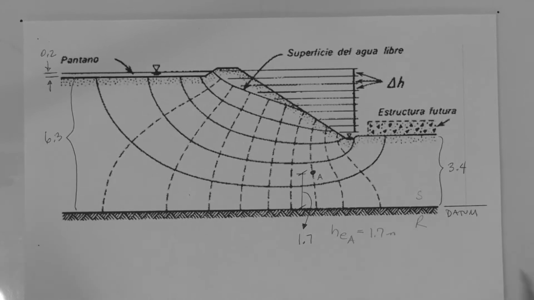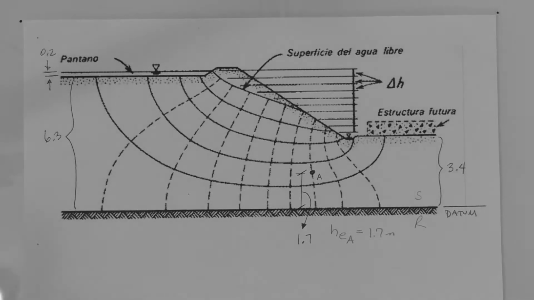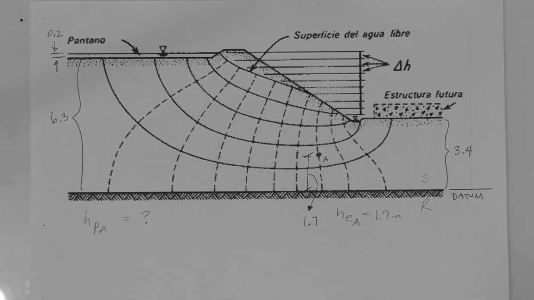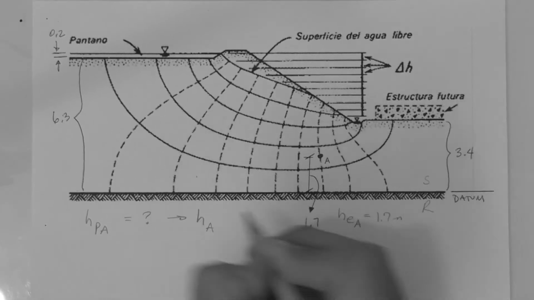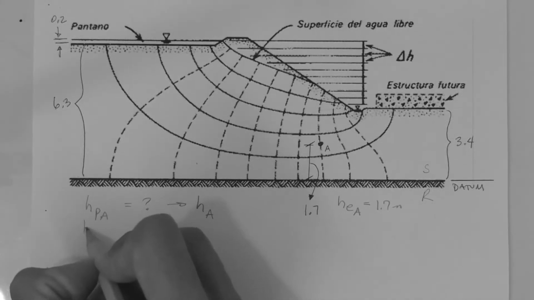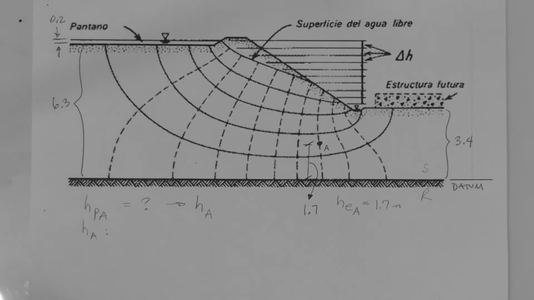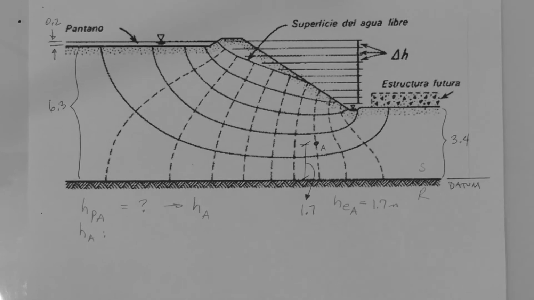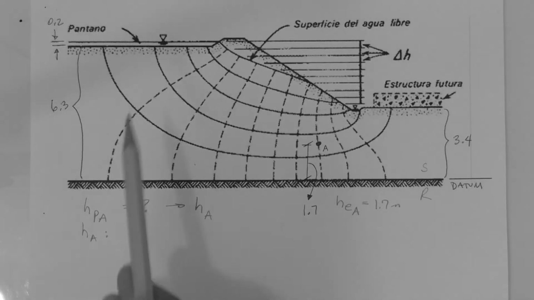This is the easiest parameter to find because it is simply the vertical distance from the datum to the point in question. Pressure head at A, what is it? Well, to get it, we first need the total head at A, because the point is inside the flow net. So here we go, total head at A. The first thing to do is to find the total head at the first equipotential line. What is the first equipotential line?